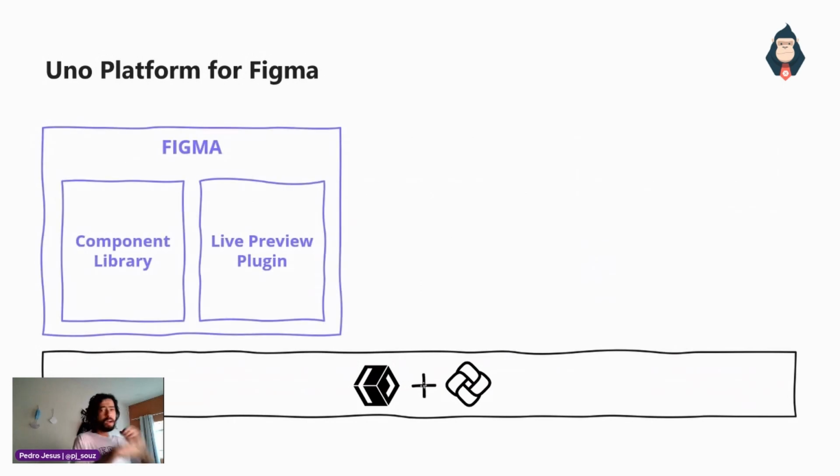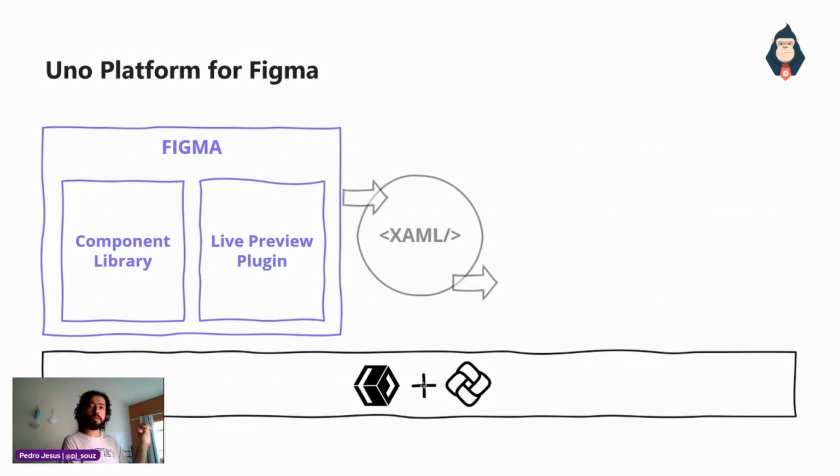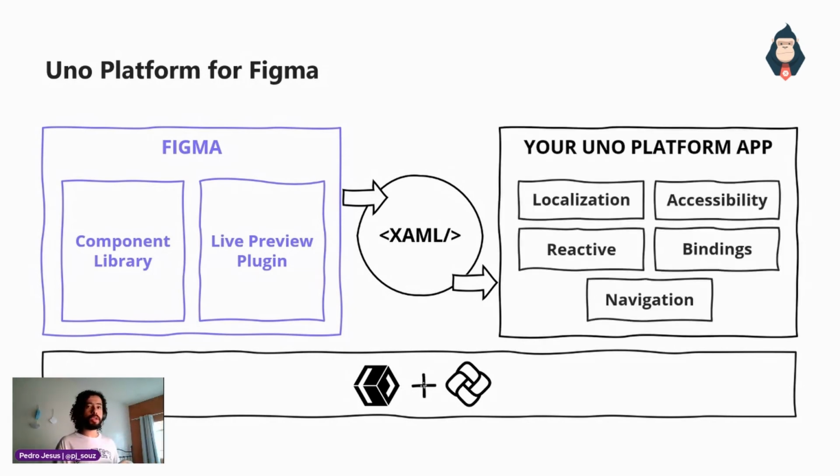So this is basically how the architecture works. In Figma, we have the component library and the live preview plugin. With the live preview plugin, it's not debugging, but you can see your application running on our WASM version and see how that looks. And that will generate the XAML for you, and you can put that XAML inside your Uno Platform app with those bindings, navigations, and localizations, everything integrated for you.